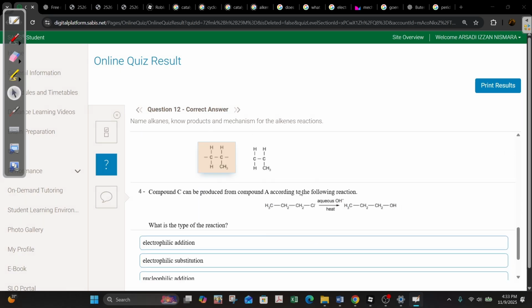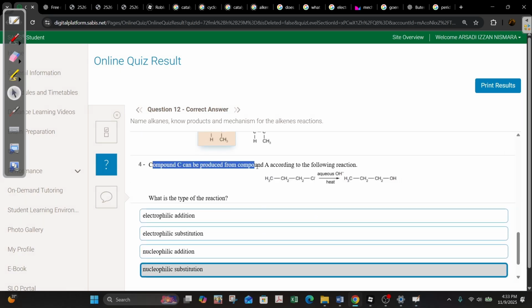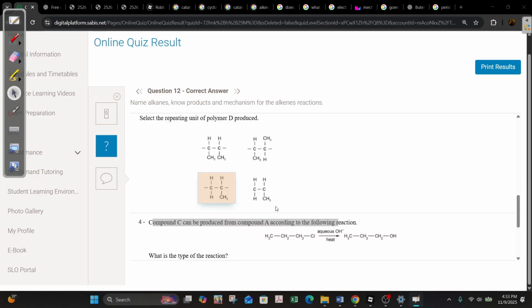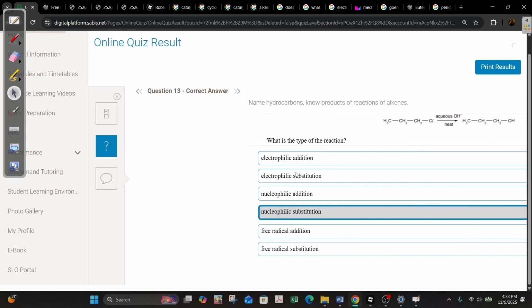Next, compound C can be produced from compound A. Okay, yeah, this one, aqueous NaOH. What is that? That is nucleophilic substitution. Why is it called nucleophilic substitution? Because the nucleophile replaces chlorine, and this will become OH. Yeah, nucleophilic substitution. There you go. Okay, nothing else. Question 13.